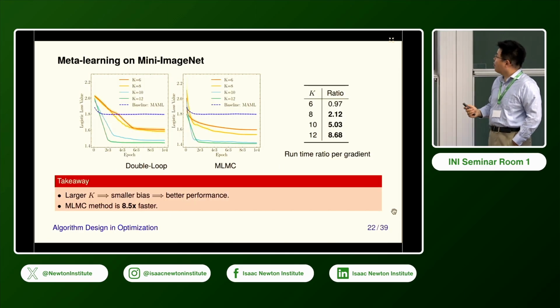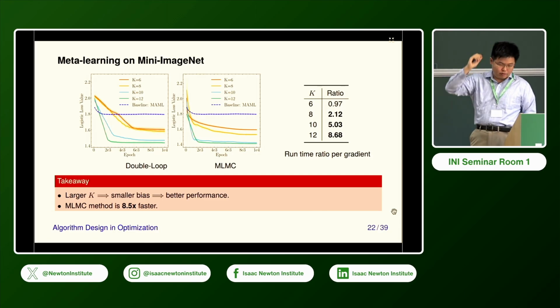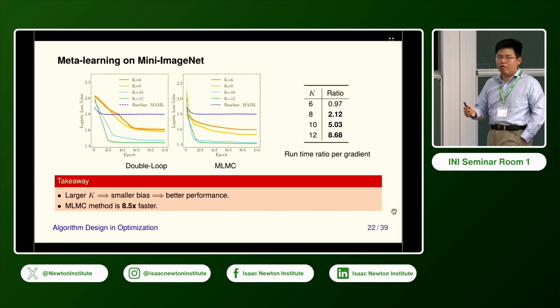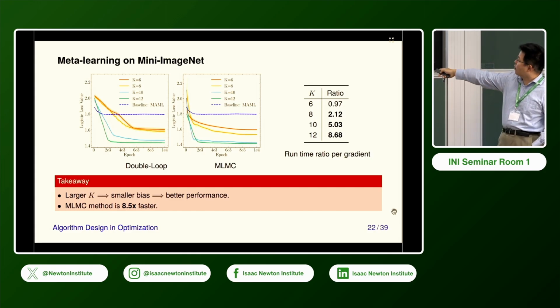Okay. Given this on optimization, we also did some experiments on meta-learning. The message is basically that if you solve the lower level problem to better accuracy, you get better test losses on the leader's objective. But increasing k means you need to run many lower level iterations, so it's going to be costly. And we show that when k is large, you can get a very significant acceleration utilizing this multi-level Monte Carlo estimator.